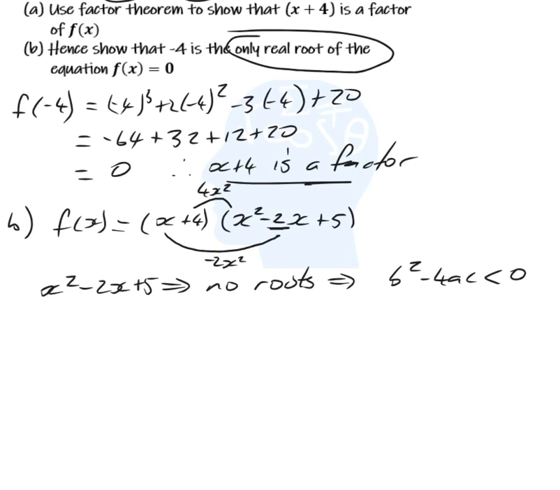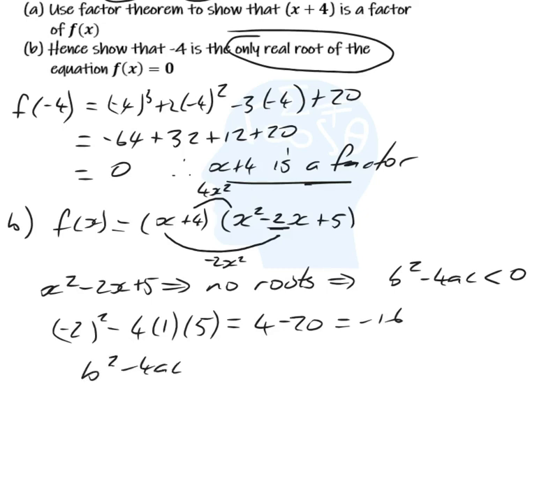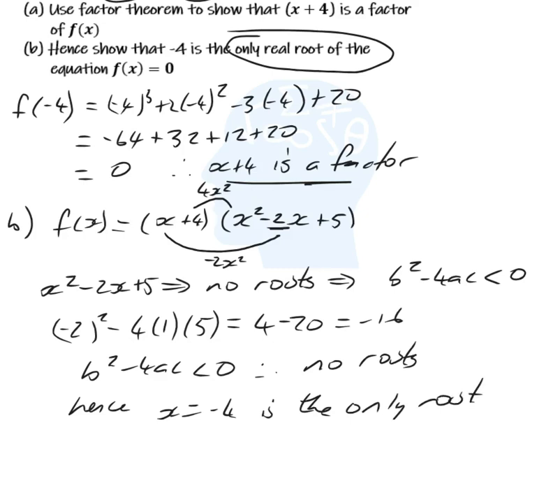So let's go for it. b squared, so that's minus 2 squared, minus 4 times a times c, which is 4 minus 20, which is minus 16. So b squared minus 4ac is less than 0, therefore no roots. Hence, x equals minus 4 is the only root. And there we've done with all the explanation as required.